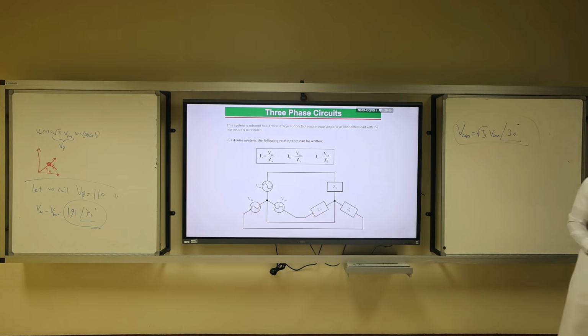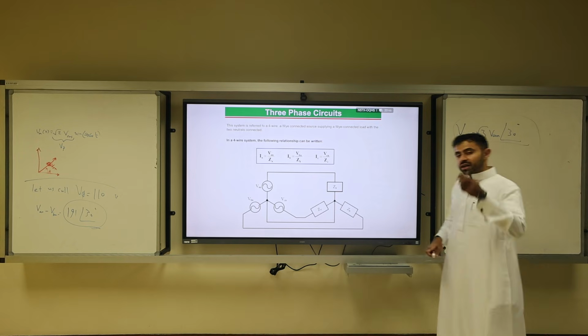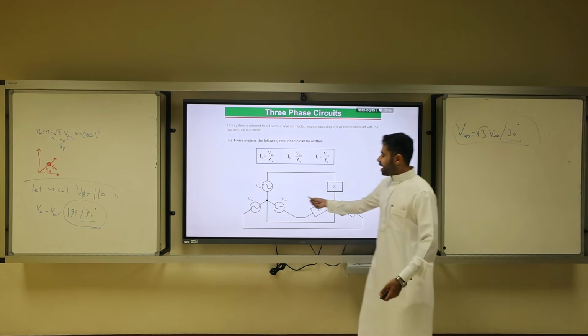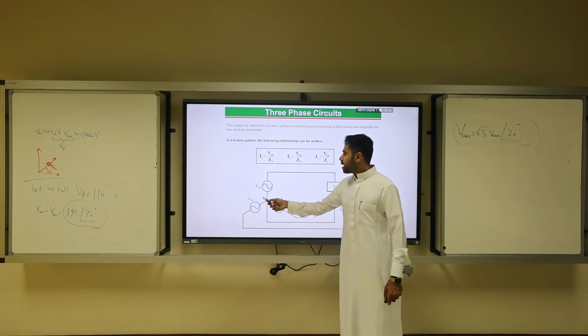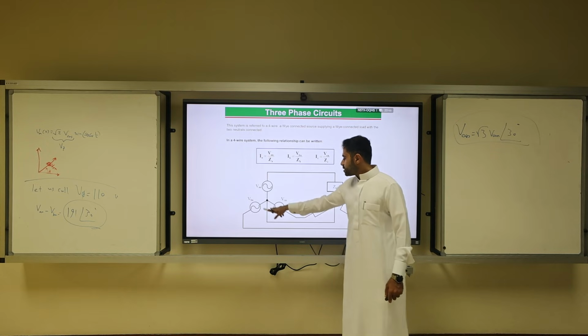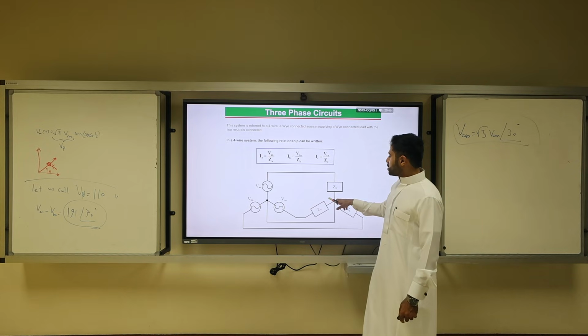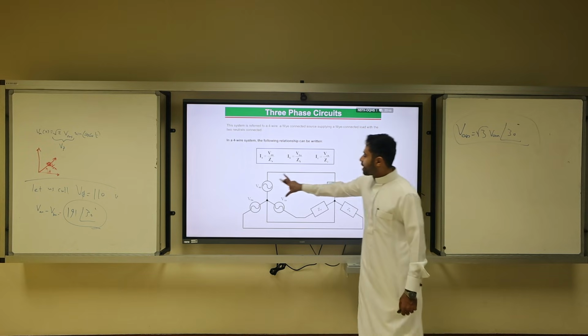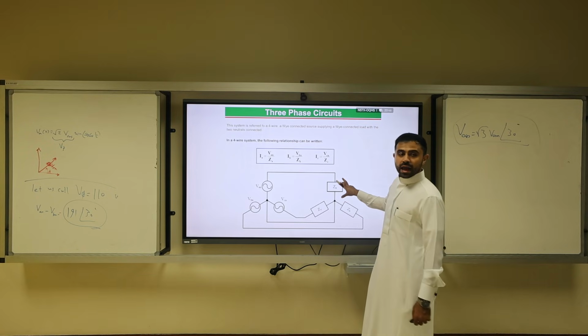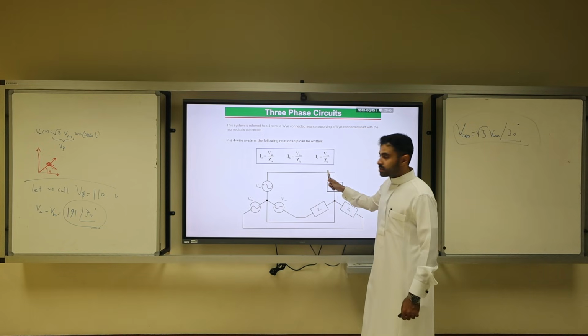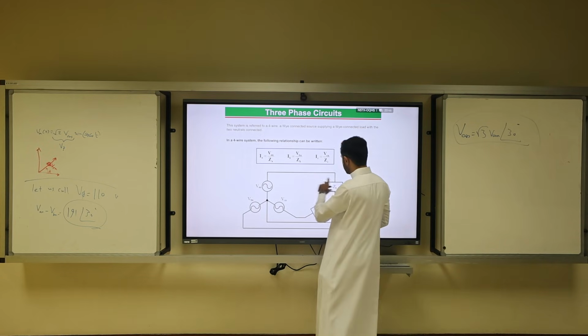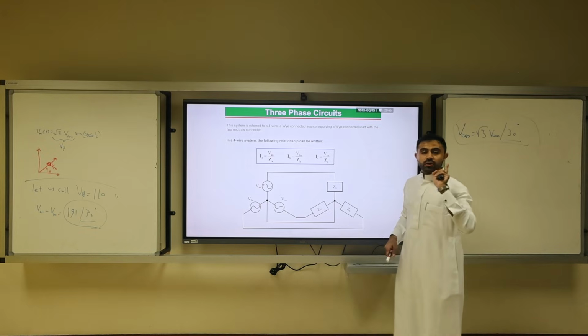And what is the equation? Because we guarantee that these neutrals have the same voltage, I can calculate this formula. IAN is what? What is this voltage? Same as this voltage. So it is like I am applying the whole VAN across ZA. So IA will be this current, VAN over ZA, only for the 4-wire connection.